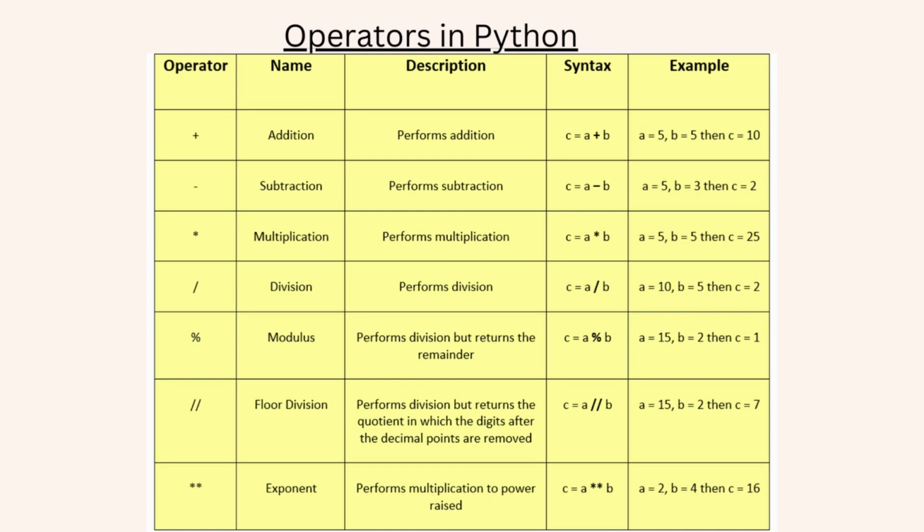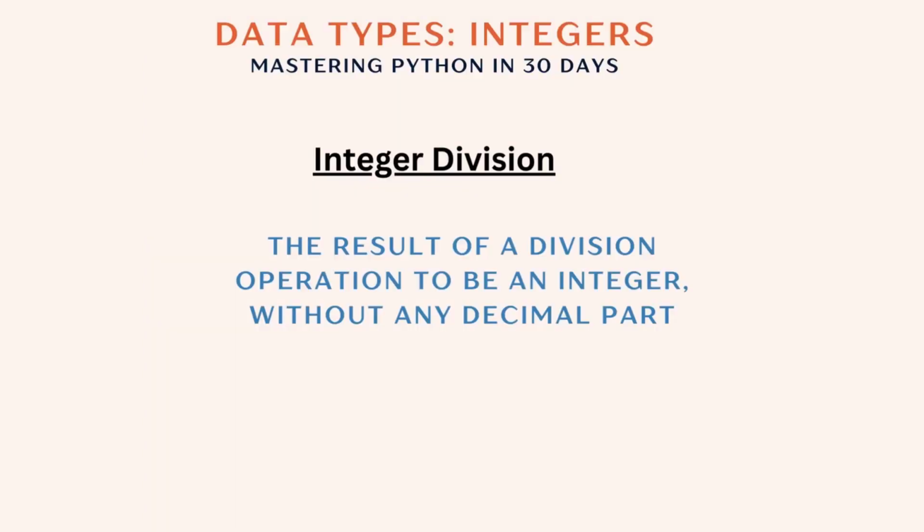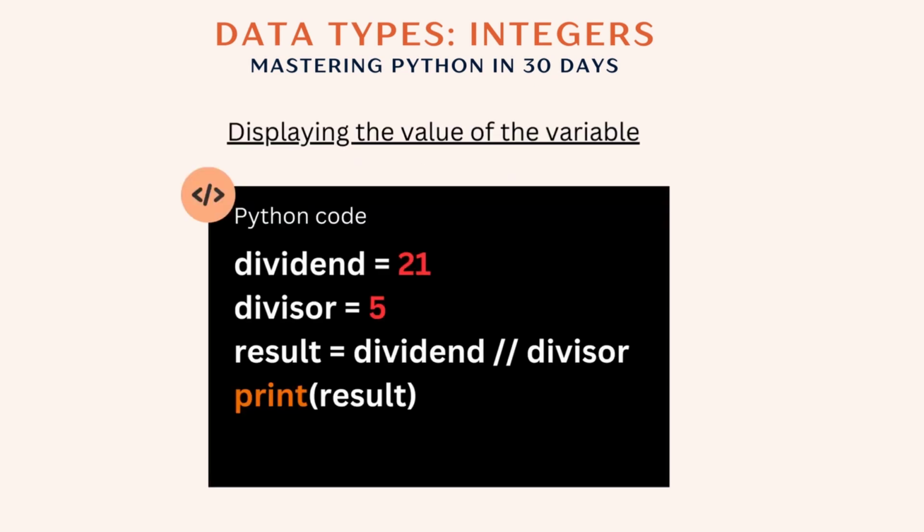Now let me show you an interesting feature of integers called integer division. It's used when we want the result of a division operation to be an integer without any decimal part. Consider the example on the screen. In this code, we are dividing the dividend 21 by the divisor 5 using the floor division operator. The result will be the quotient of the division, which is 4.